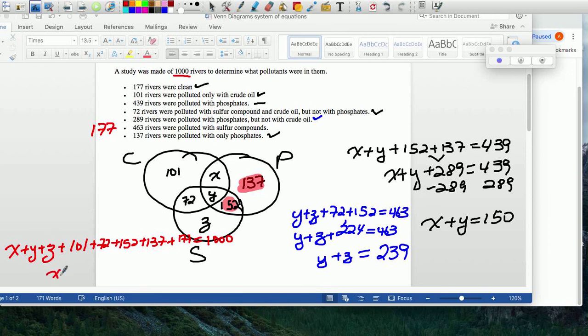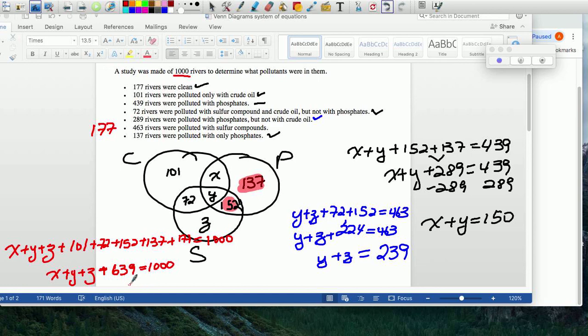So I get x plus y plus z plus, and I'm going to combine all these like terms, 101 plus 72 plus 152 plus 137 plus 177. So I'm going to add all those right now. 101 plus 72 plus 152 plus 137 plus 177 equals 639. So I can write all that in 639, and that all equals 1,000.